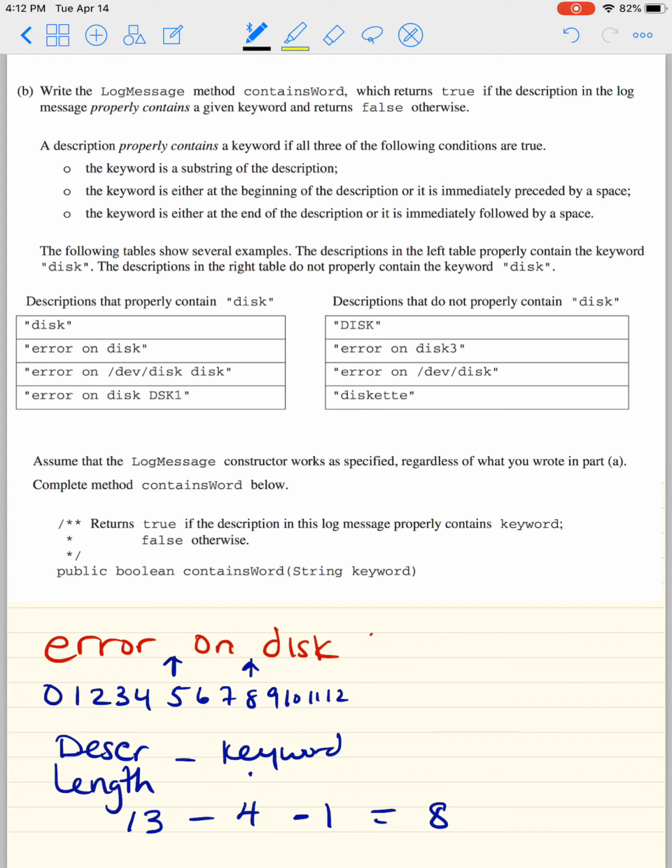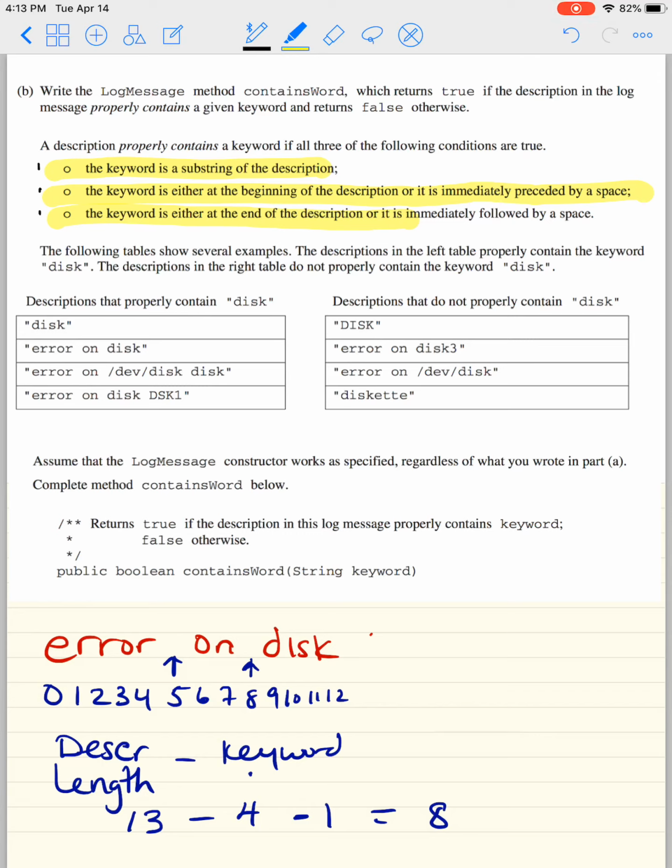In this problem, they say write the log message method contains word, which returns true if the description of the log message properly contains a given keyword and returns false otherwise. So they give you these three things right here. The first thing is a description properly contains a keyword if all three of the following conditions are true. The first one is the key is a substring of the description. The key is either at the beginning of the description or it is immediately preceded by a space. The key is either at the end of the description or is immediately followed by a space.